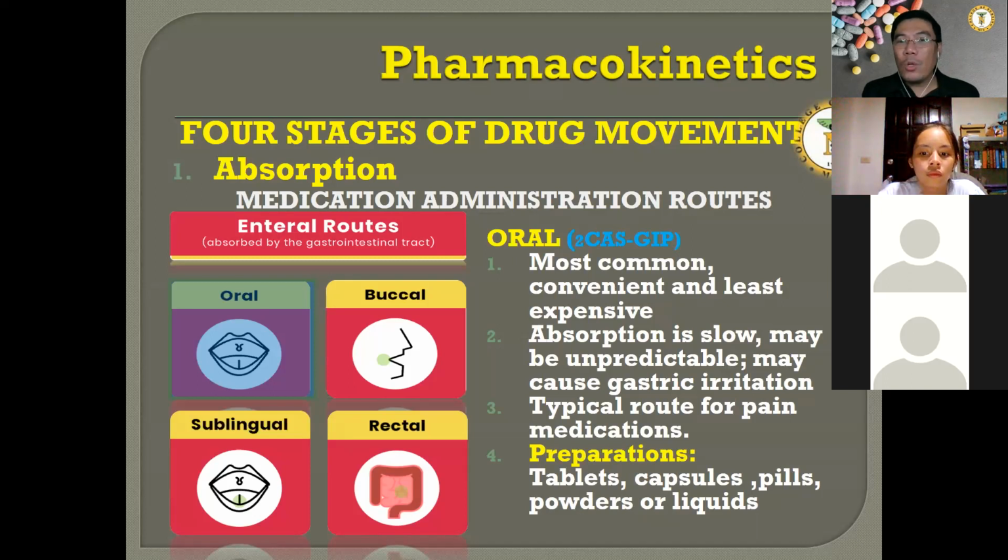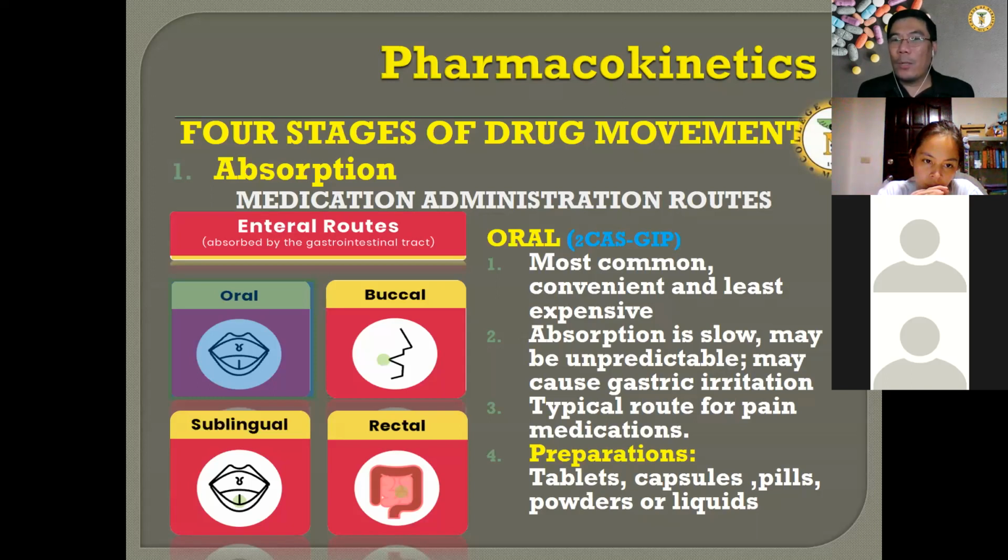GI: most oral medications or oral routes may cause gastrointestinal, gastric irritation. P: usually the typical route for pain medications. So tandaan lang po yung 2 CAS-GIP. Ibig sabihin 2C. So what do you mean by the 2C? Common and convenient. Very good.